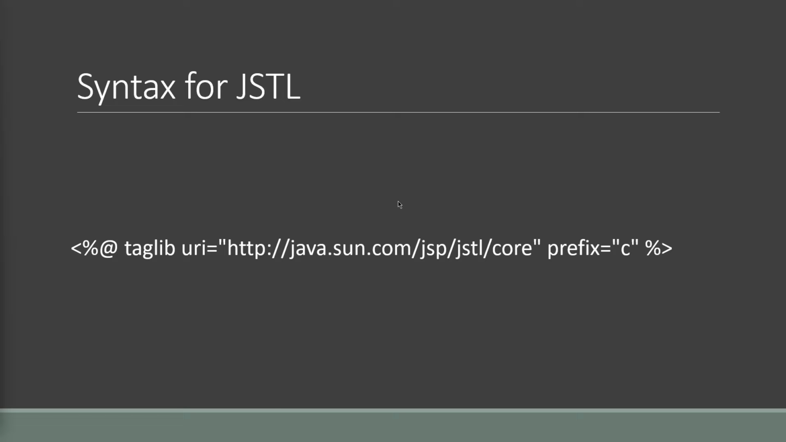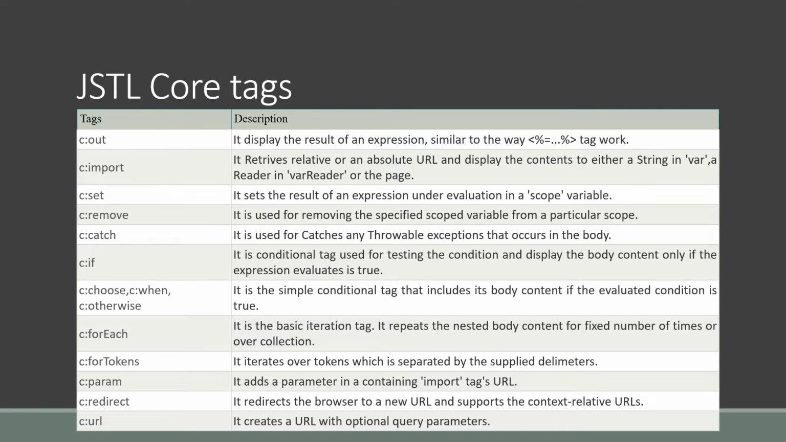And now we can see some of the main tags which are available in the JSTL libraries. First one is the JSTL core tags. Those are the main core tags that we can access from this core tag library. Here c means the prefix, and out is the function. So we can use c:out to display some result or an expression, similar to the expression we use in scripting, using normal tag works.